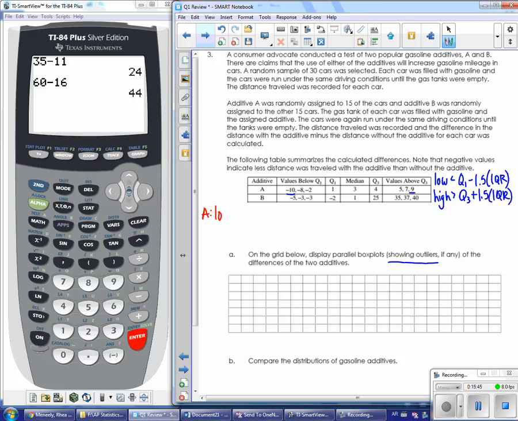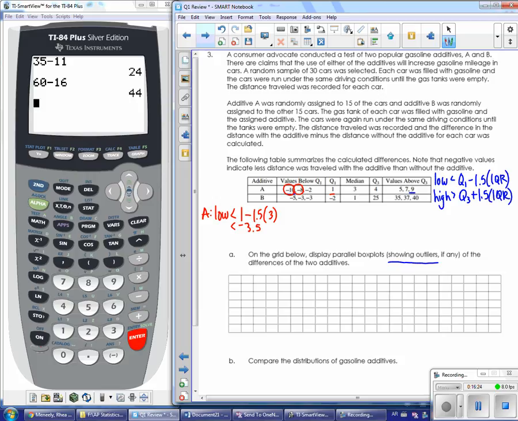And I'm going to look: are there any low outliers? A low outlier would have to be less than Q1, which in this case is 1, minus 1.5 times my IQR. The IQR for additive A is 4 minus 1, or 3. And so if I compute 1 minus 1.5 times 3, I get negative 3.5. And so what I want to do is circle any values that are less than negative 3.5. Those are going to be outliers. So that tells me that my min is an outlier, and so is negative 8.